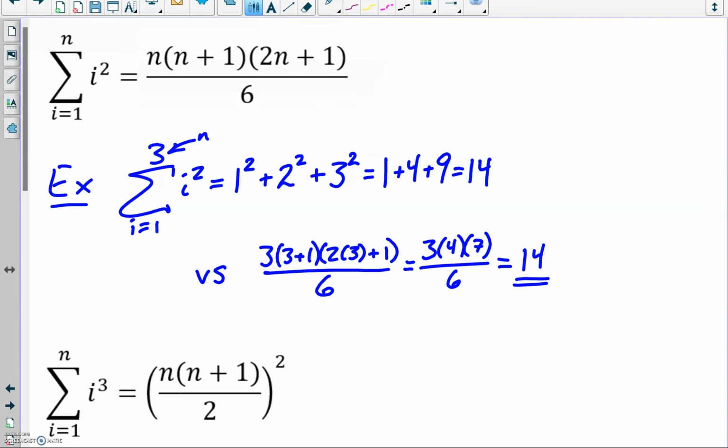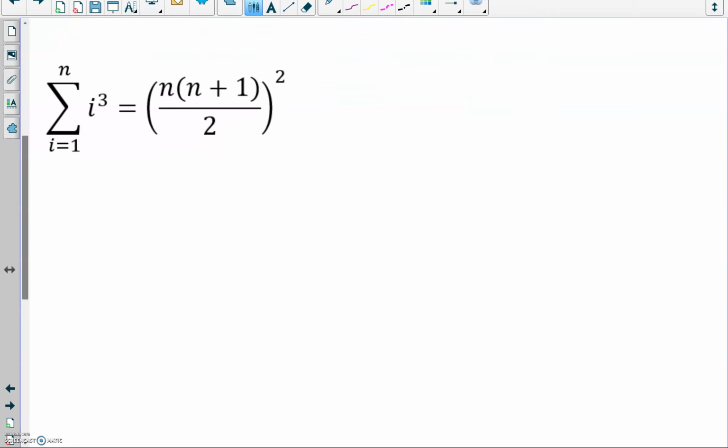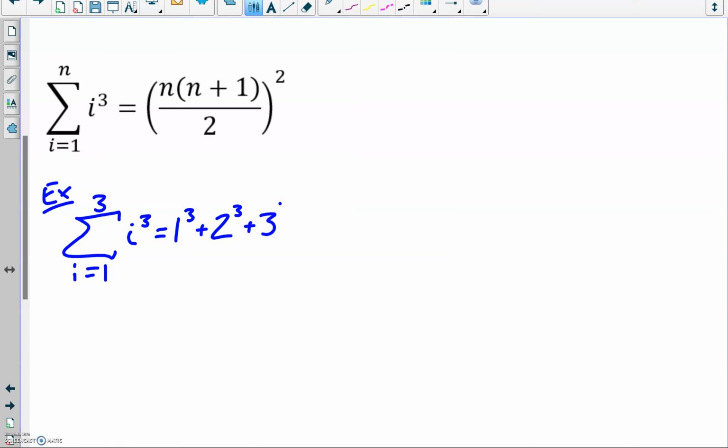Much easier. So then i cubed, the last one we'll look at in this introduction video, is a similar concept to i squared. You're going to take all the i's, cube them, and then add them together. So let's go ahead and take a look at an example here. We'll have i equals 1 to 3, just using a small number. i cubed, so we'll have 1 cubed plus 2 cubed plus 3 cubed equals 1 plus 8 plus 27, and that ends up being 36.